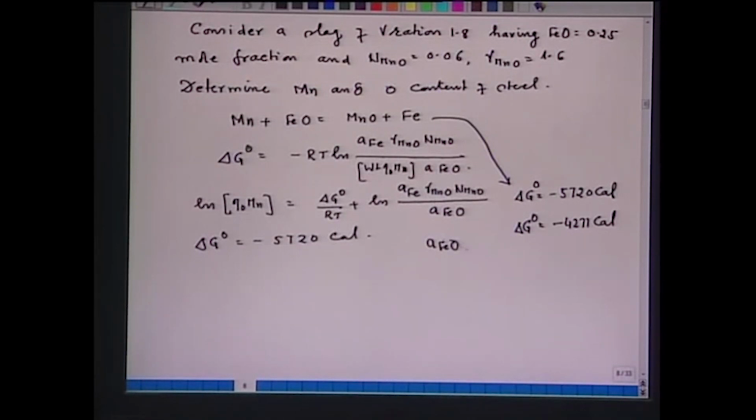Now, you recall activity of FeO can be determined from 0.514 NFeO raised to the power 0.2665. This equation I already gave. So, if you substitute the value of NFeO, that is 0.25 over here, then we will get activity of FeO, that is equal to 0.36. So, we know now activity of FeO, we know gamma MnO, we know NMnO, activity of iron we take equal to 1.